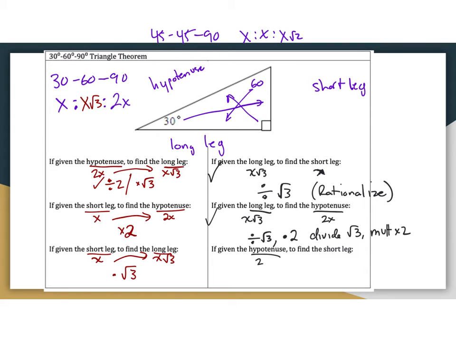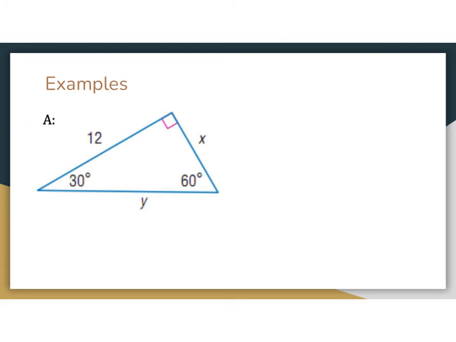If you're given the hypotenuse 2x, to find the short leg, which is just x, this one's not too terrible. You're merely going to divide by 2 there. That one's not too bad. If I were you, I would definitely keep this handy somewhere.